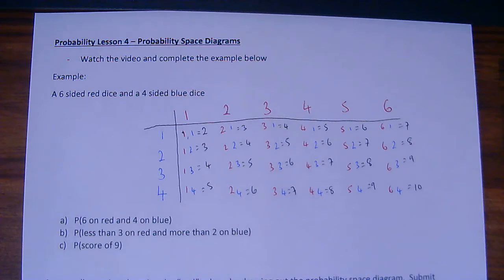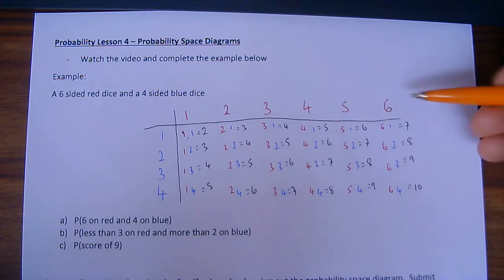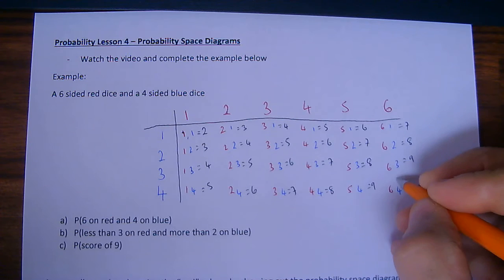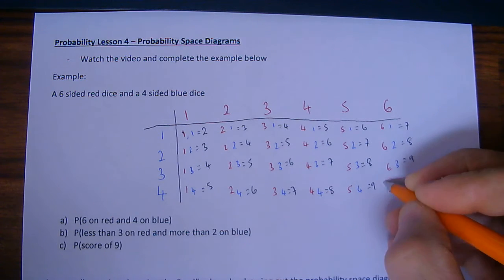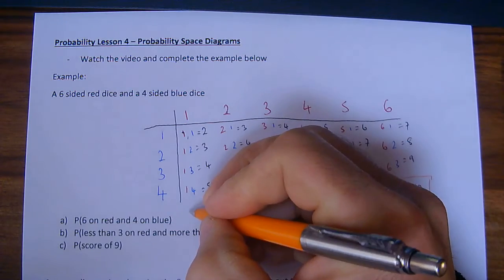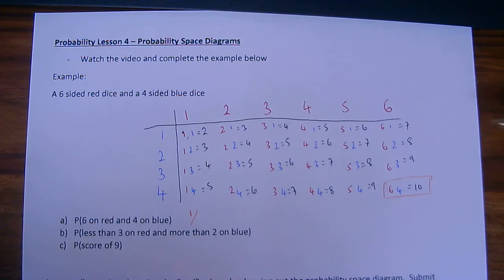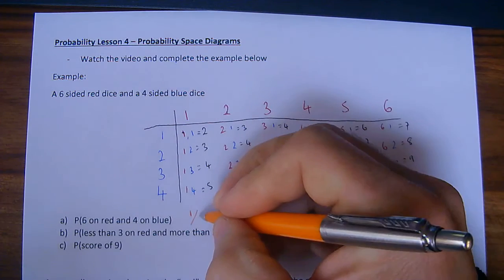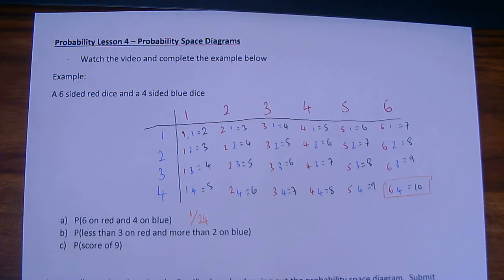Okay, so the first question they're asking me for here is a probability of getting a 6 on the red dice. So I go across to 6 on red and a 4 on blue. Now remembering about our probability, we look at the number of ways it can happen, which in this case is 1, divided by how many things altogether. And there are 1, 2, 3, 4 times 6, so 24 things altogether. So my probability there is 1 out of 24.